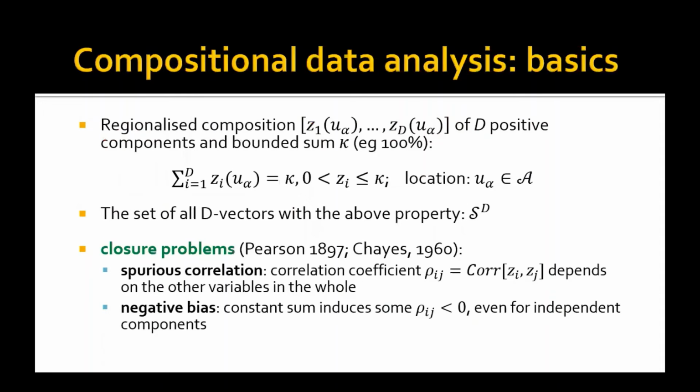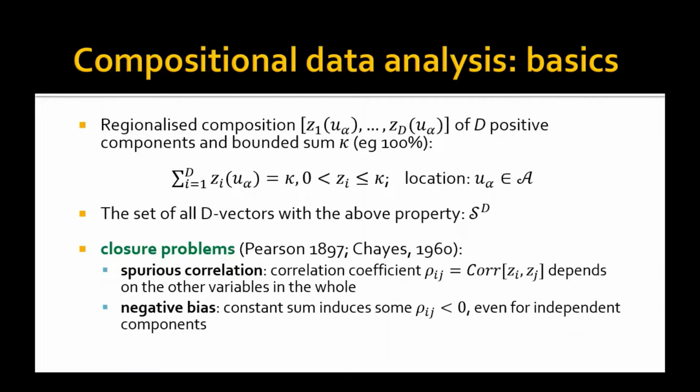So compositional data are essentially data that are bounded above and below, typically by zero below, and above by some constant. That constant kappa could be 100,000, well, a million parts per, it could be 100%, they could be one, they could be almost anything. It depends on the context as to what is really used.